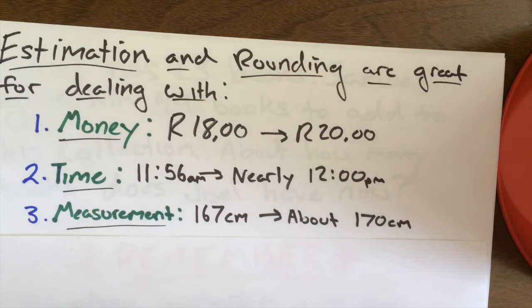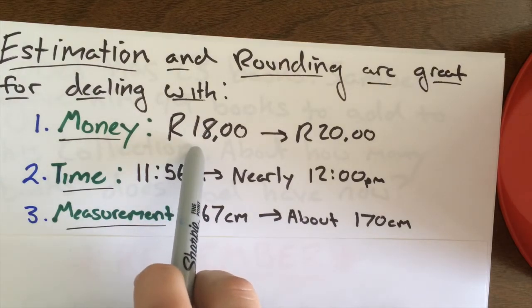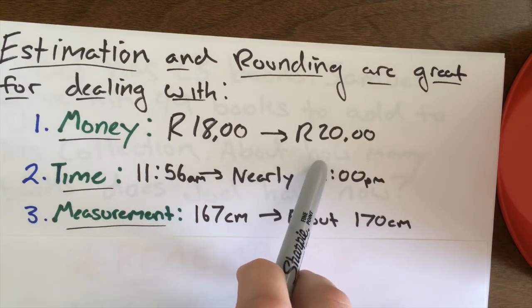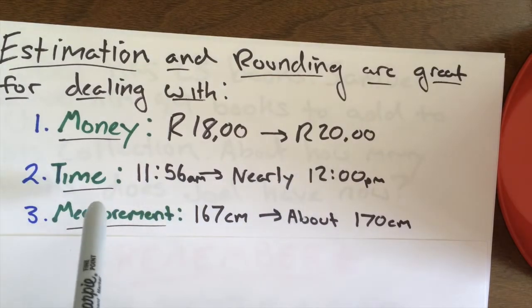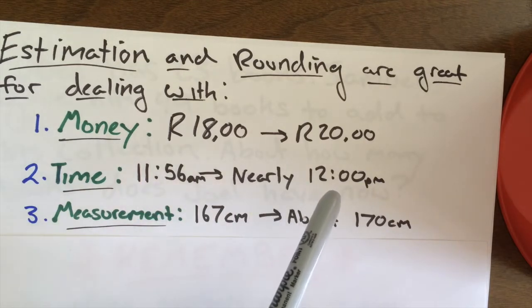One of those examples is dealing with money. Say we have an item that costs 18 Rand. Well, we can round this number up to 20 Rand to give us an easier number to deal with. Rounding and estimation can also be used with time. Say you're telling someone what time it is. Instead of saying that it's 11:56 in the morning, we can say that it is nearly 12 o'clock in the afternoon.